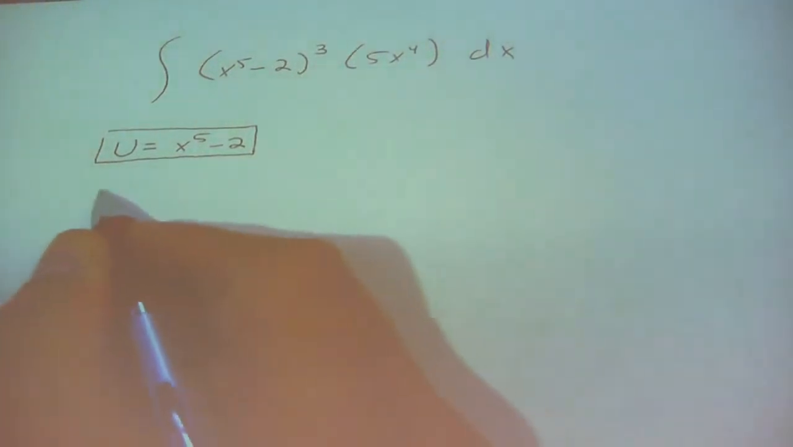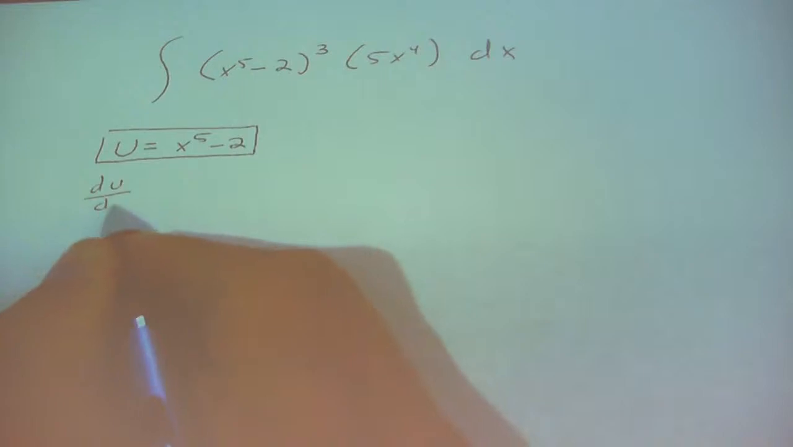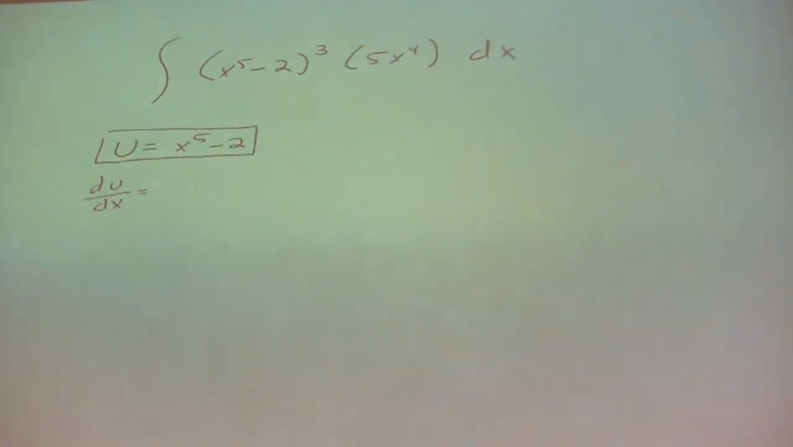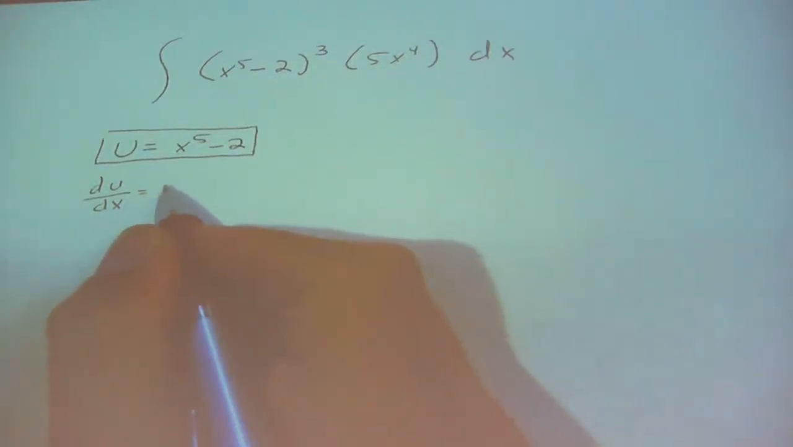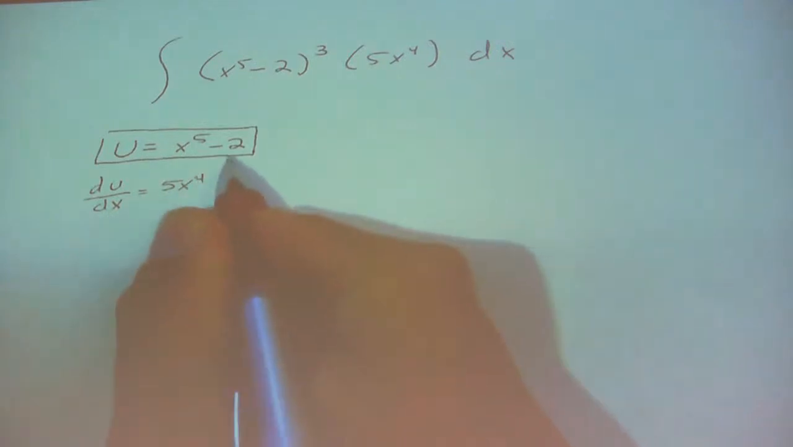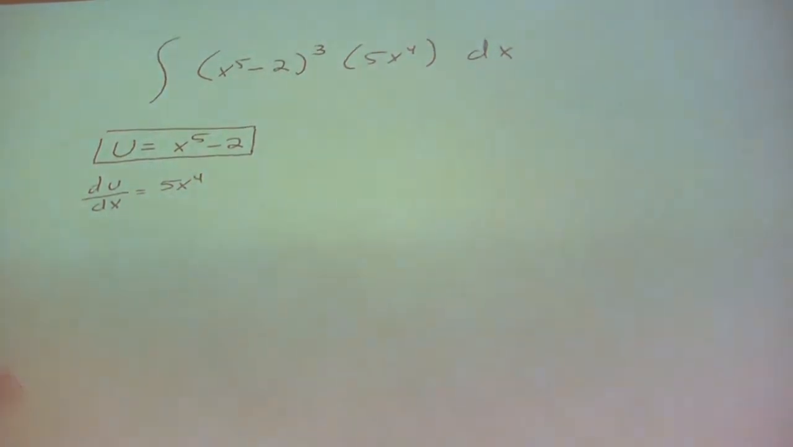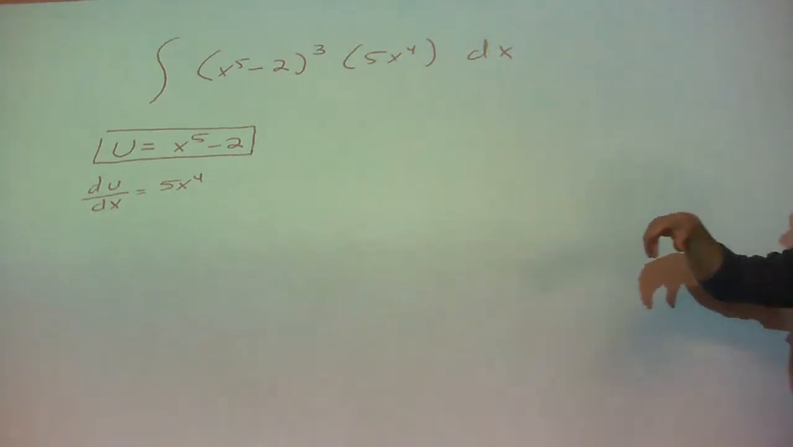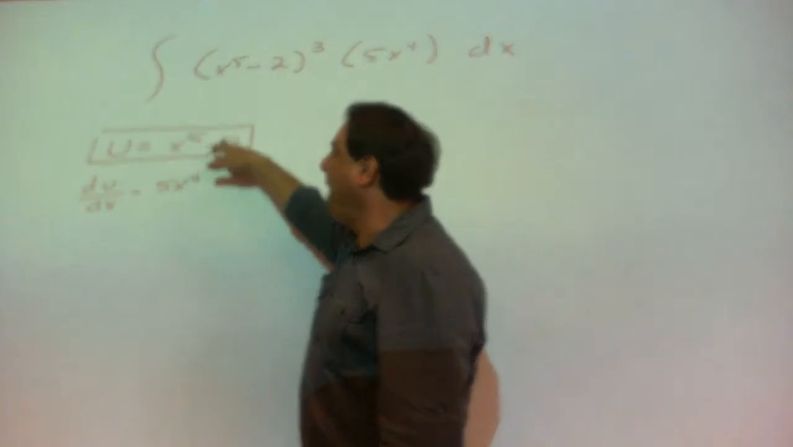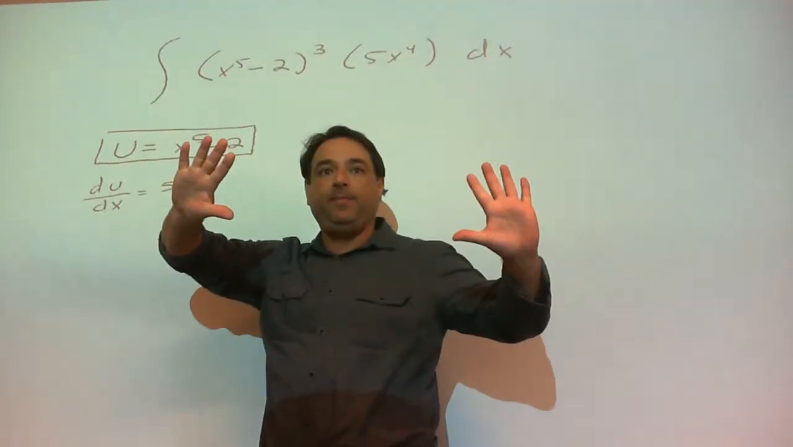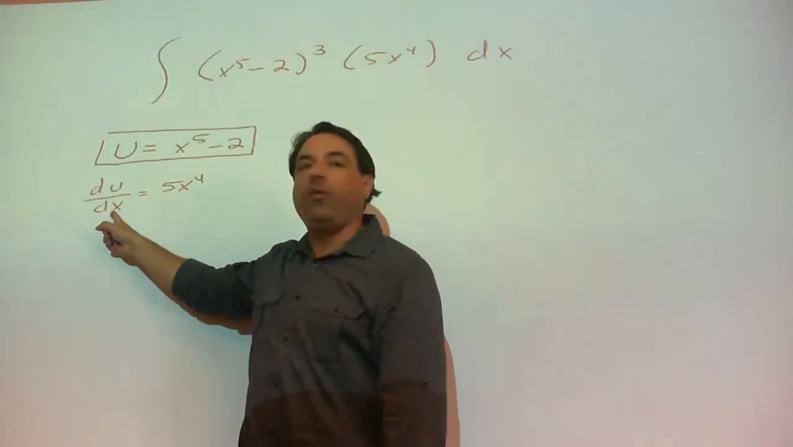So step 2, take the derivative of U with respect to x. And that's just really fancy to say, take the derivative of U. What's the derivative of U? What's the derivative of x to the fifth? 5x to the fourth. And what's the derivative of negative 2? 0. Stop there. Any questions so far? Okay? Now, my job is going to be substituting in. Instead of x to the fifth minus 2, I'm going to put u. Okay with me?